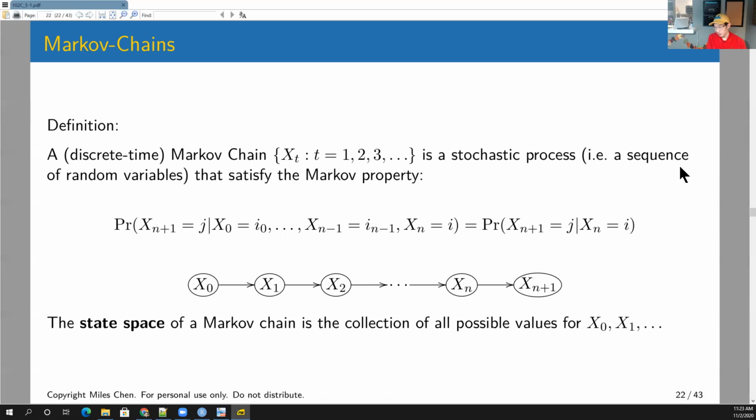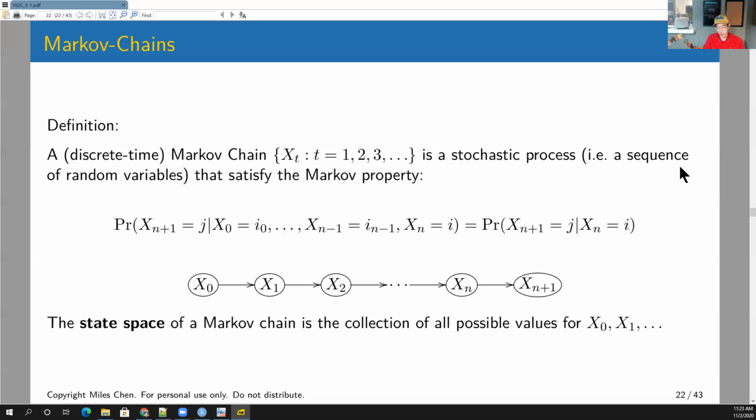And so a discrete time Markov chain is a stochastic process that satisfies the Markov property. When we say discrete time, basically it means time is in segments. You can think of turns on a board game. Each turn is like a time. Or you can think of time as today, tomorrow, the next day, or this year and next year. They are discrete.